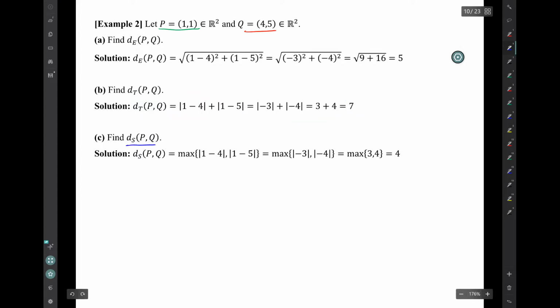Finally, find this. That's the supremum distance, or the max distance between P and Q. Well, to compute that, we find the absolute value of the change in the x values, and we find the absolute value of the change in the y values, and then we take the max of those two numbers. The change in x is 3, the change in y is 4, the largest of those two numbers is 4. So the max distance between P and Q is this number 4.